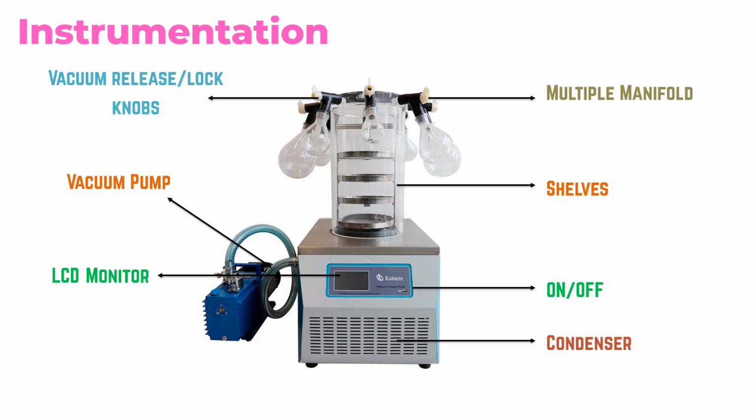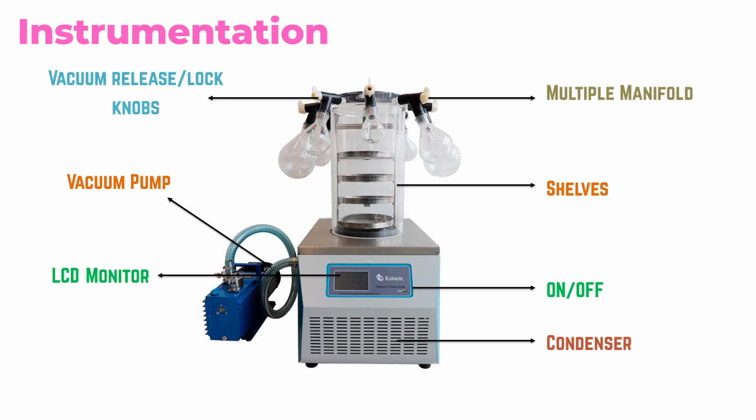Then there are shelves inside the acrylic chamber where we can put our samples in a particular manner. There is an on off switch, there is a condenser, then there is an LCD monitor for the information regarding temperature and pressure, or adjustment of the temperature and pressure, and there is a vacuum pump.